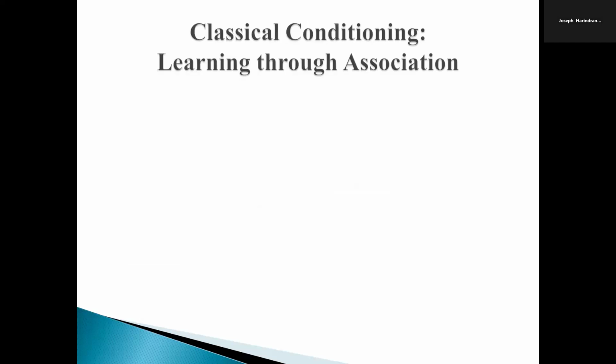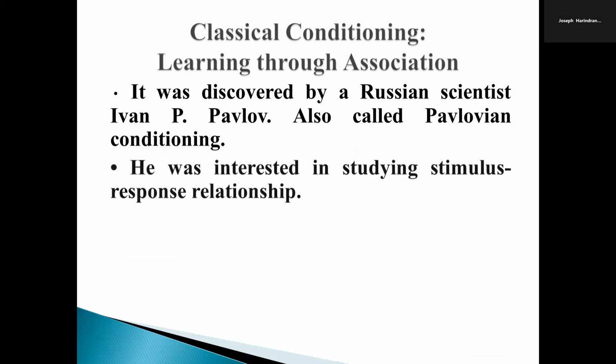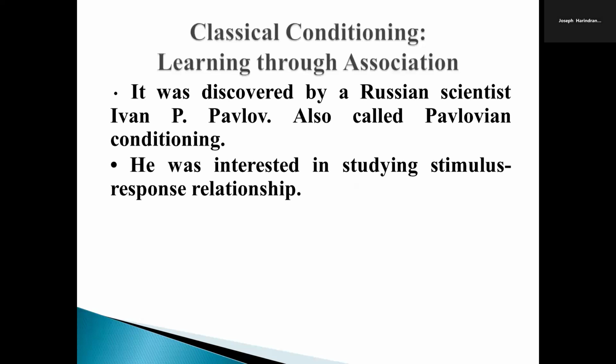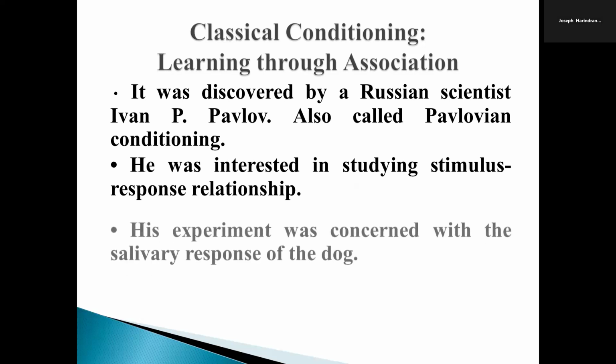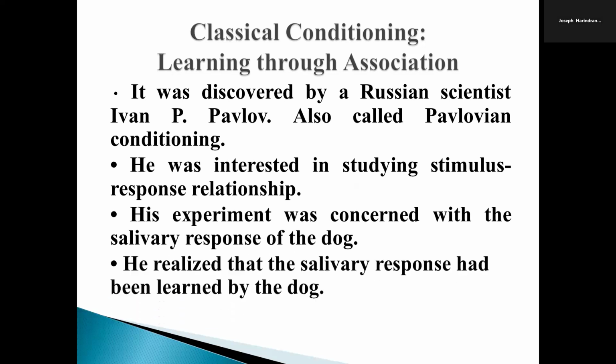First, classical conditioning is learning through association. It was discovered by a Russian scientist, Sir Ivan P. Pavlov, also called Pavlovian conditioning. He was interested in studying the stimulus-response relationship. His experiment was concerned with the salivary response of the dog. He realized that the salivary response had been learned by the dog.